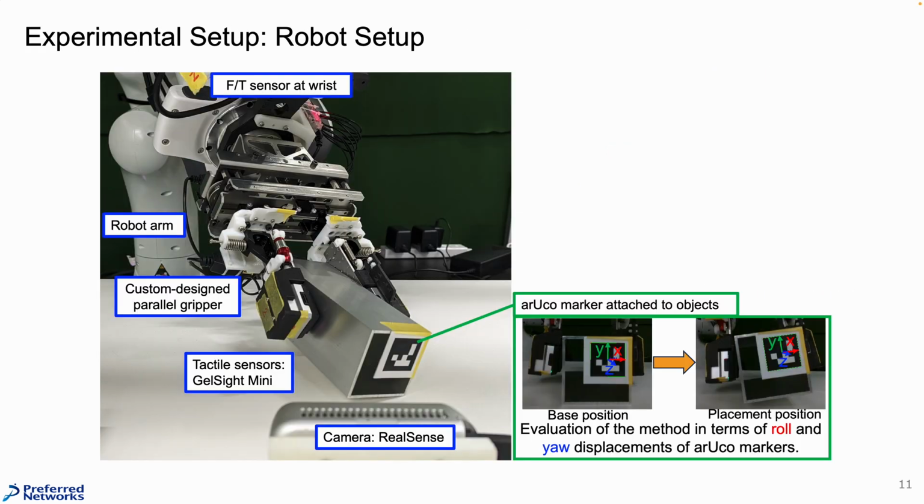Our robotic system features a 7-DoF Franka Emika Panda arm. This robotic arm is equipped with a custom-designed parallel gripper. The gripper features vision-based tactile sensors, known as GelSight Mini. A Leptrino force-torque sensor is mounted between the robot arm and the gripper.